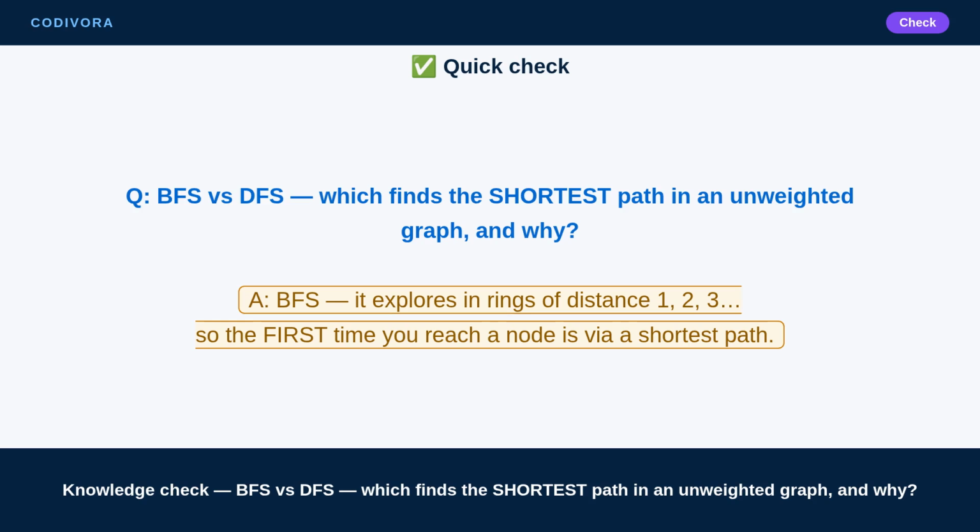Quick check. BFS or DFS for the shortest path in an unweighted graph, and why? BFS. It explores in expanding rings: all nodes at distance 1, then 2, then 3. So the first time you touch a node, you provably got there by the shortest path.